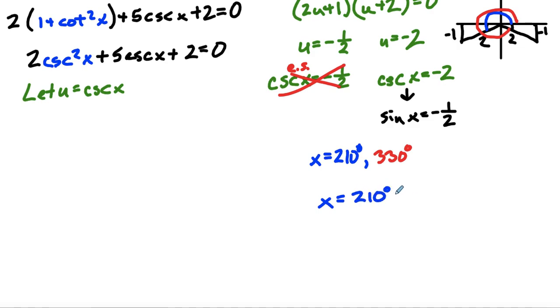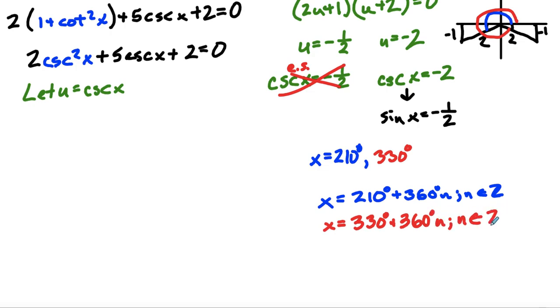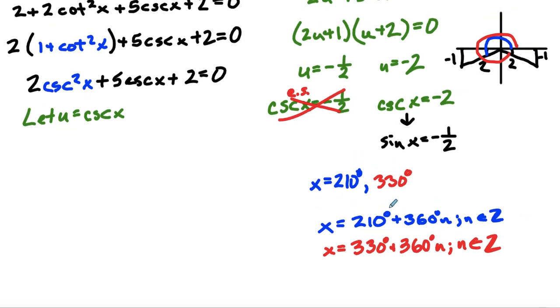So here's our final answer, 210 degrees plus 360 n, where n has to be an integer. And that's the way you want to notate that, so you show all of the answers. So that's for 210. And then we have 330 plus 360 n, where n is in the set of integers. Okay, so those two answers are our final answers, and now we're done with this one.